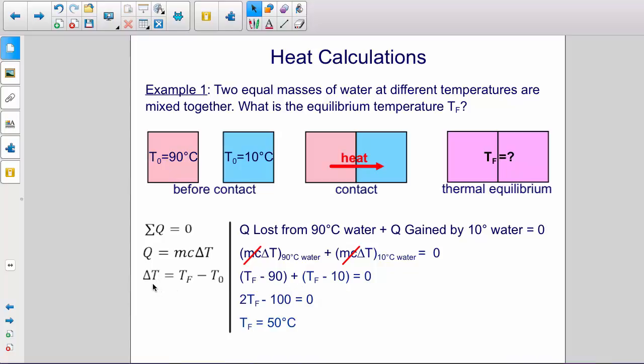Using our definition of change in temperature being final minus initial, we get TF minus 90 plus TF minus 10 equals 0. Doing a little bit of algebra, we see that we get TF equals 50 degrees Celsius. Not really surprising, it's midway between 10 and 90, which makes sense because we have equal masses of the same substance.